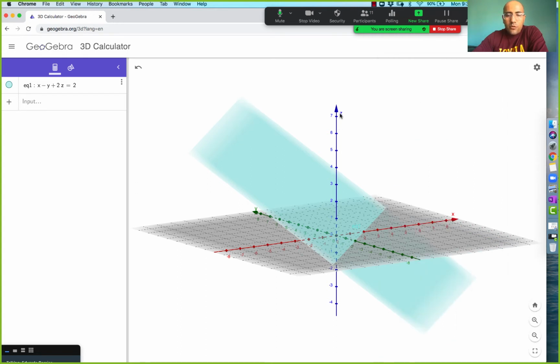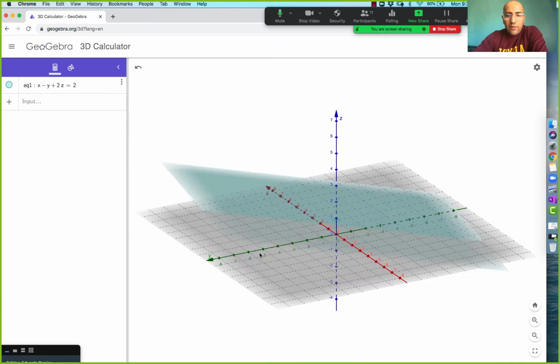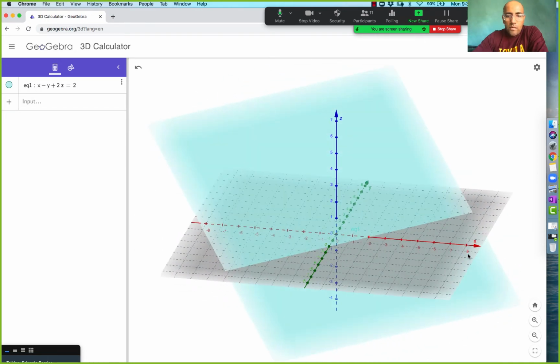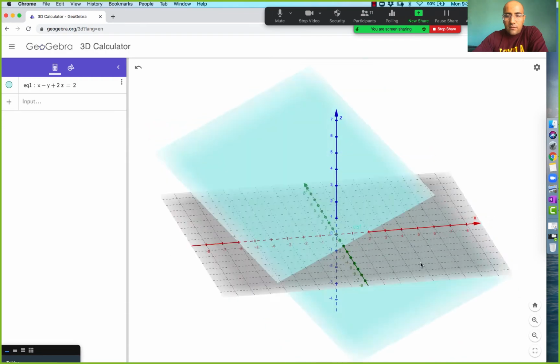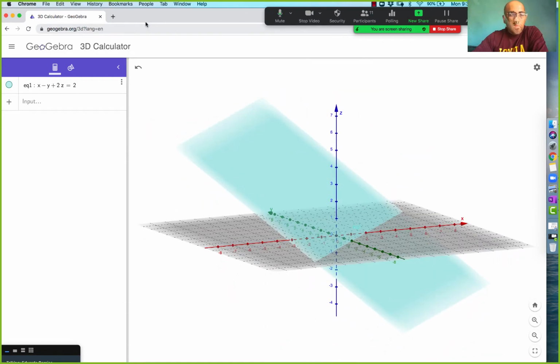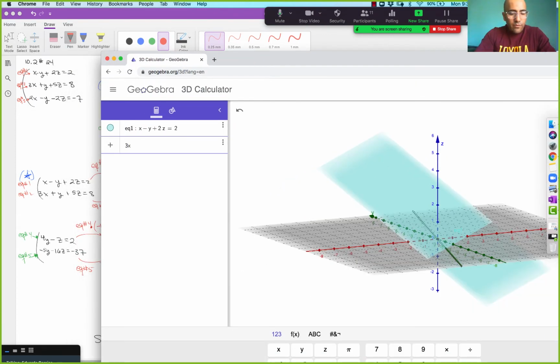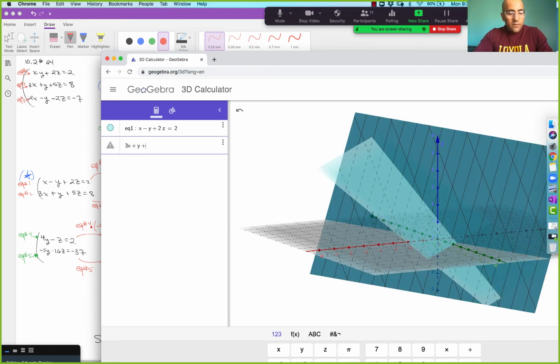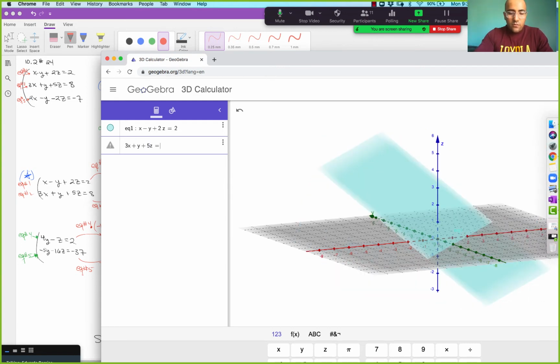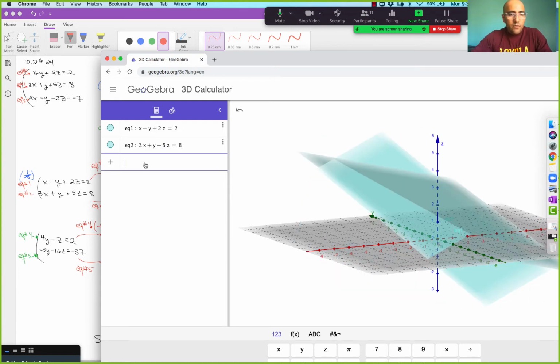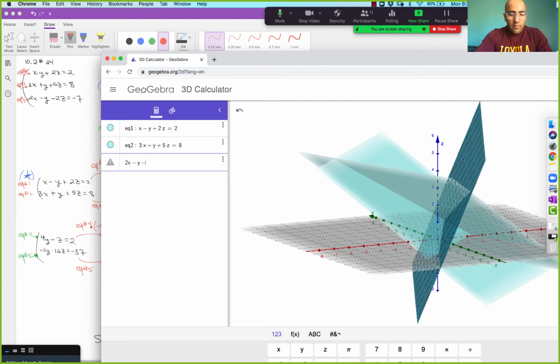So now we see that the blue one was the z, and the green one was the y, and the red one is the x. Okay, so here's one plane. Now we had 3 equations, so let's graph the other ones. And we have 3x plus y plus 5z equals 8. So there's another one. And the last one is equation number 3, which is 2x minus y minus 2z equals -7.